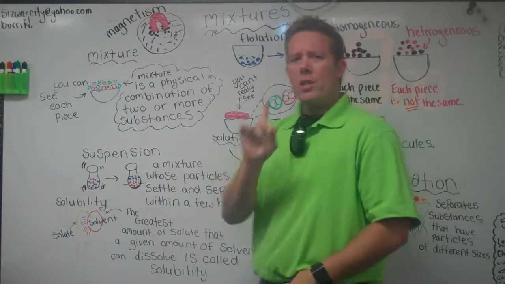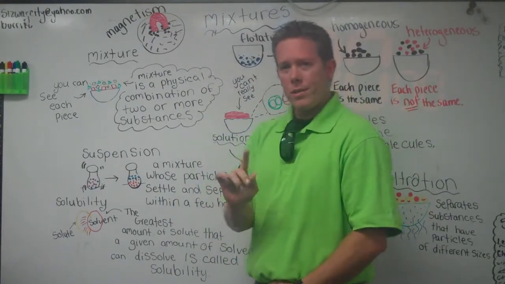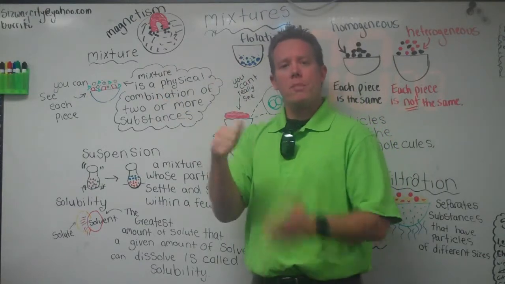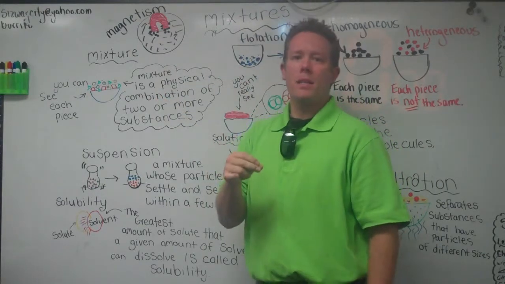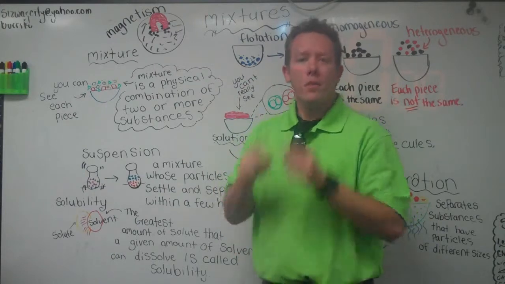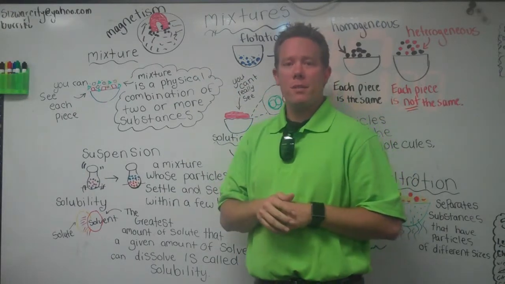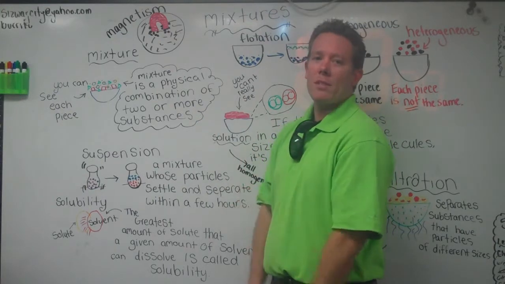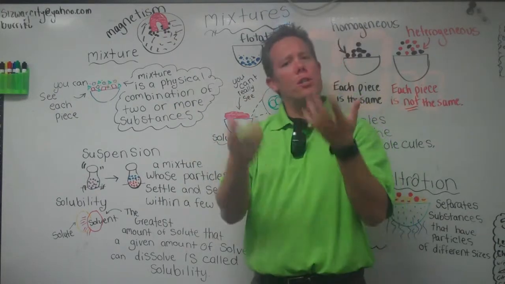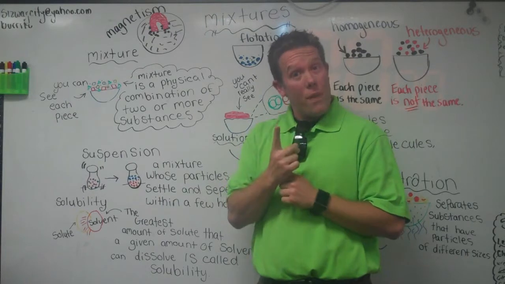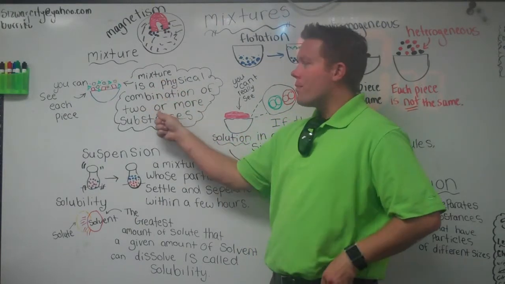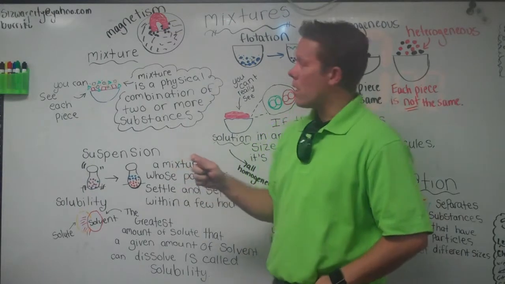Okay, first of all you need to know what a mixture is. A mixture is a physical combination. Physical just means you can taste, touch, see, and feel it. It's hard. You can see it. You can touch it. Yeah, it's physical, alright? Combination just means it's made up of more than one thing. So it's a physical combination of two or more substances.